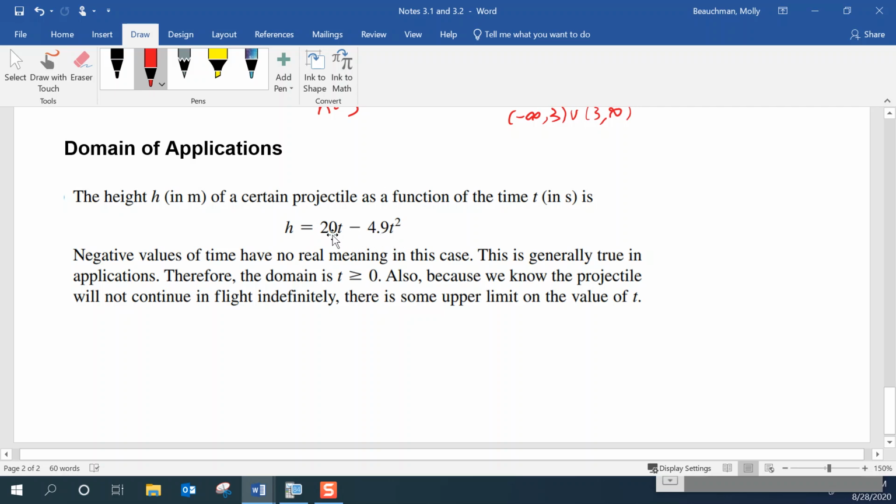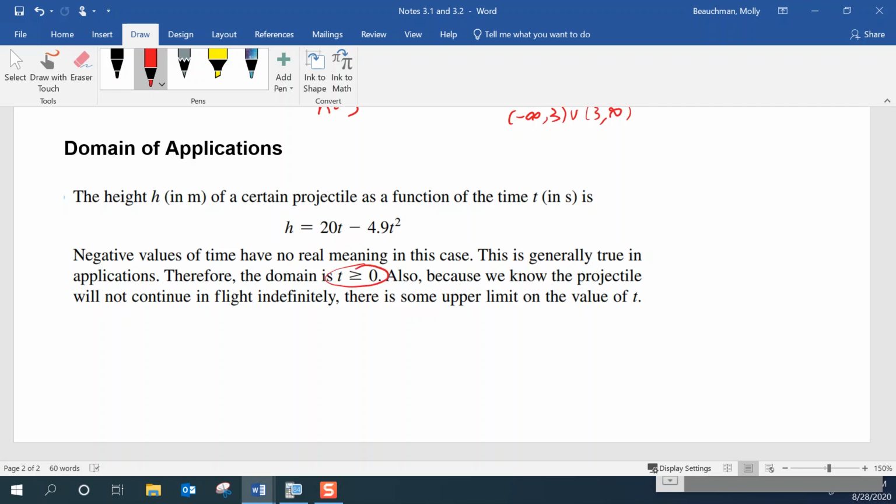So the domain of this function, even though we could substitute negative values, 0, and positive values for t and get an answer for h, negative values of time have no meaning in this case because it's a real application. This is generally true in applications. Therefore, the domain is t is greater than or equal to 0.